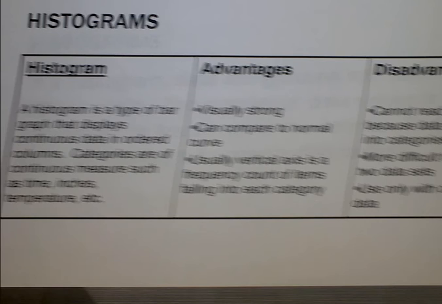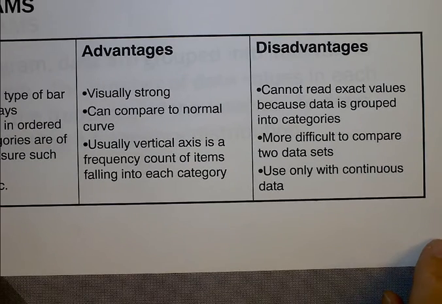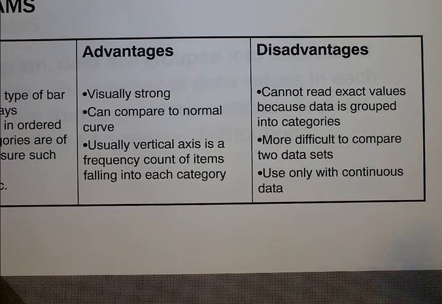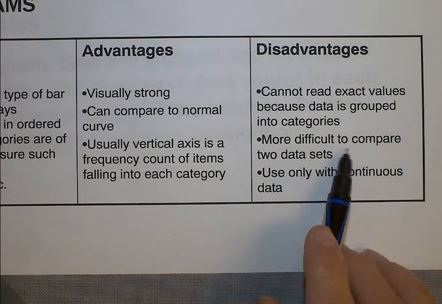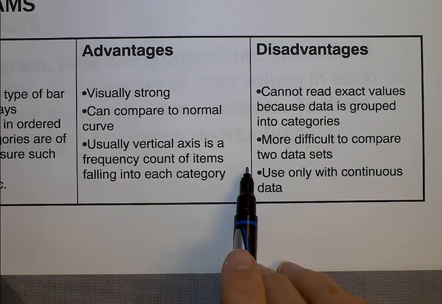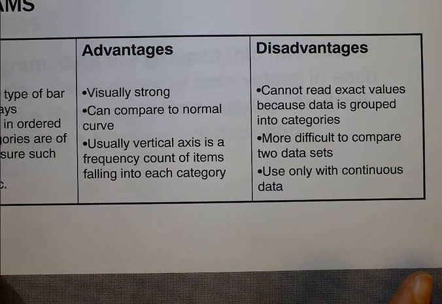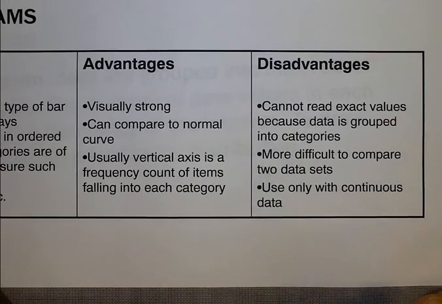A disadvantage of a histogram is you cannot read the exact values. So in the dot plot, I was stating that the exact values are retained, but really in the histogram it's lost. Okay, it's more difficult to compare two data sets, and you use it only with continuous data, and you'll see what I mean on the next slide.